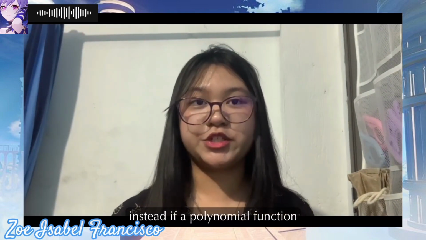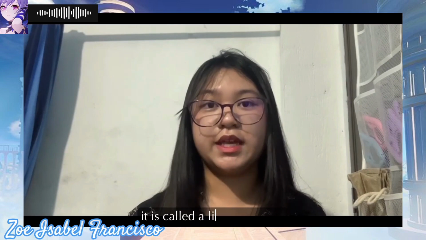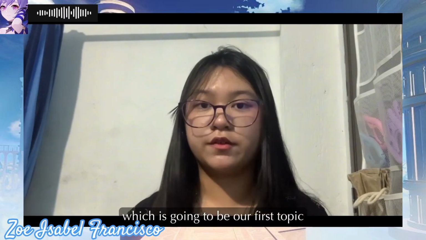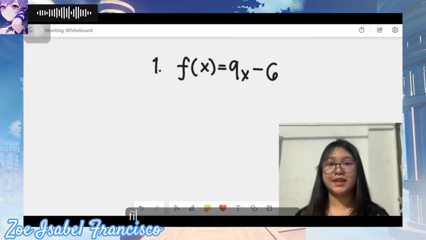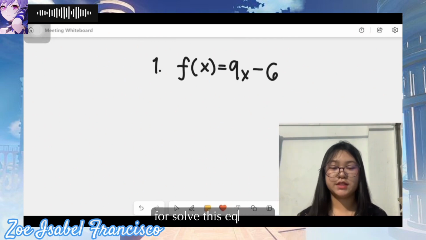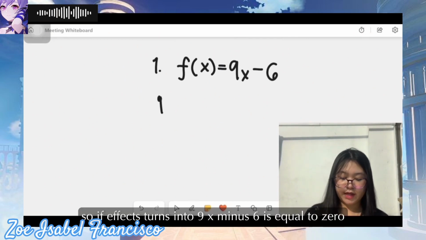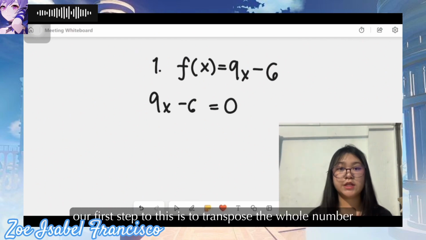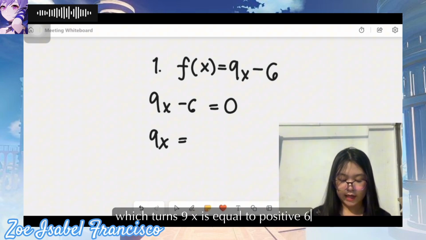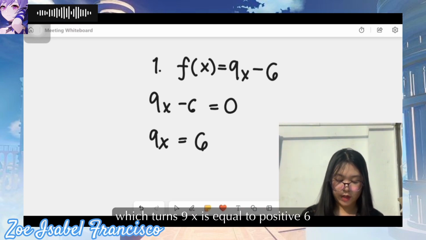If a polynomial function has its highest degree being 1, it is called a linear function, which is going to be our first topic. Finding the zero is just another term for solving this equation. So, f of x turns into 9x minus 6 is equal to 0. Our first step is to transpose the whole number, which turns it into 9x is equal to positive 6.